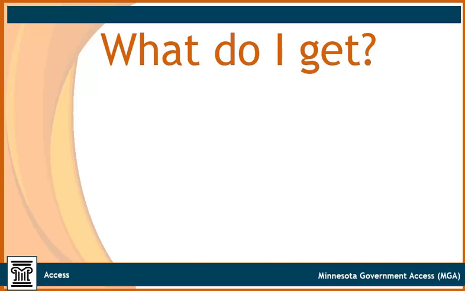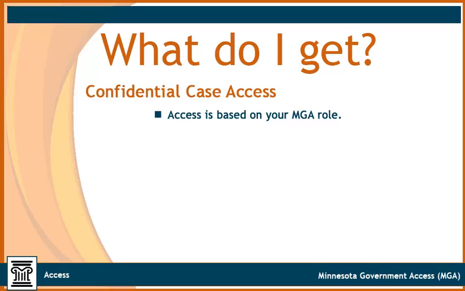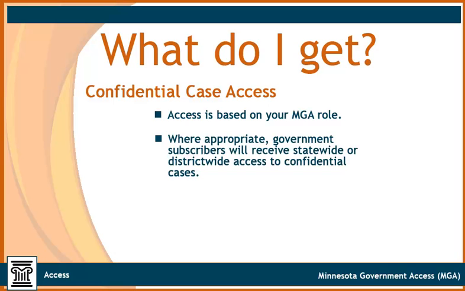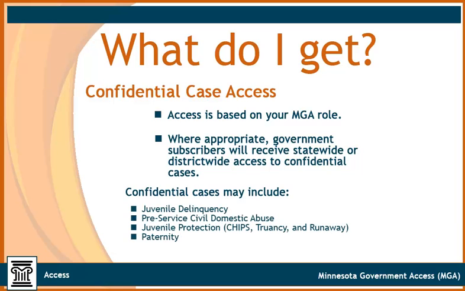You may have confidential case access. Access for each role is based on the current rules of public access and legitimate business needs. Confidential case types include most juvenile delinquency cases, order for protection and harassment restraining order cases before the respondent has been served, and some others.